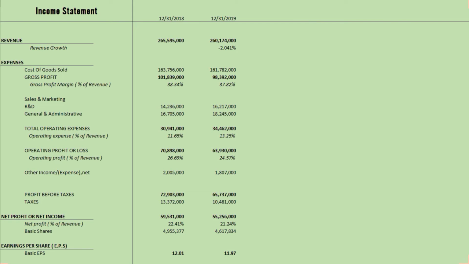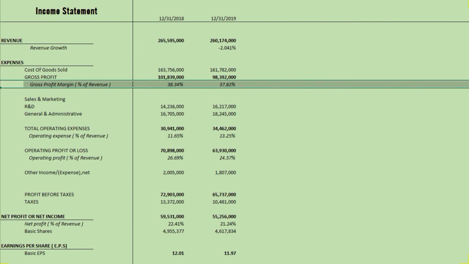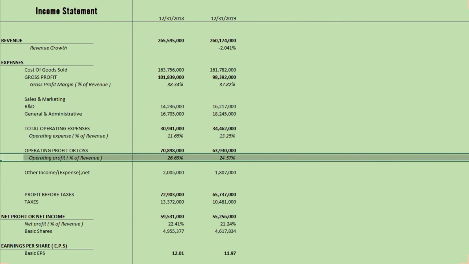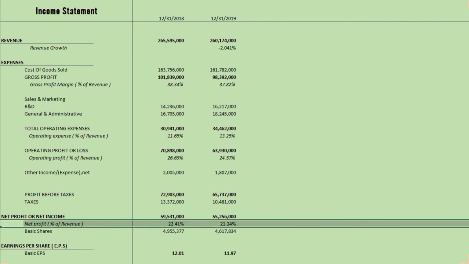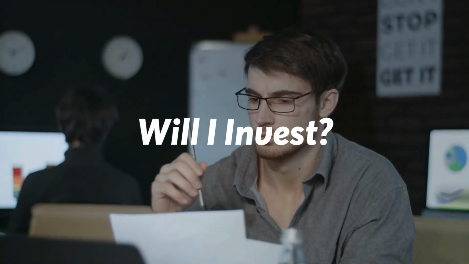That being said, let's analyze the income statement of Apple for the years 2018 and 2019. Revenue growth declined by 2%. Gross profit margin declined from 38% to 37%. Operating expenses increased from 11% to 13% of revenue. Operating profit declined from 26% to 24%. Net profit declined from 22% to 21%, and earnings per share declined from $12.01 to $11.97.